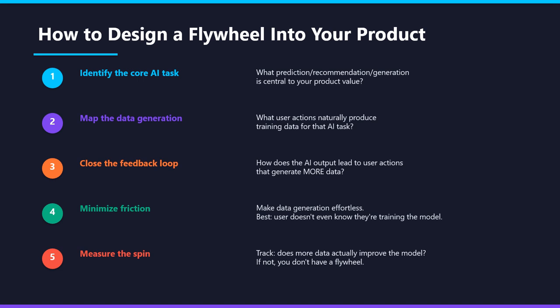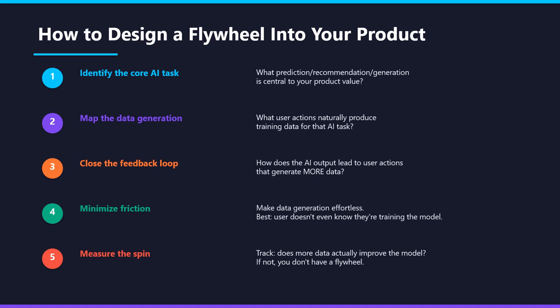And coming to step 4, minimize the friction. Make data generation effortless. The best case is the user doesn't even know they are training the model. Every interaction is a signal. If you are asking users to fill out forms or rate things, you are adding friction that will limit your data volume.